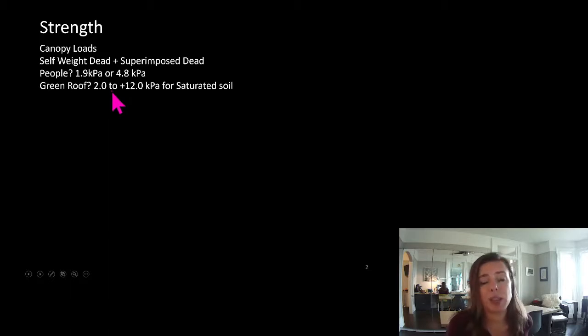We could have potentially live loads. Maybe if it's on a house and it's a canopy over a door, but it's also a deck, then maybe we would have 1.9 kPa or 4.8 kPa. If it is also acting as a green roof, so maybe there's soil on top of it, it can be anywhere from 2 kPa to 12 kPa for saturated soil, depending on the medium or the type of usage it is. So that's where it's really important to know what product and what the goal and the growth idea is behind that green roof.